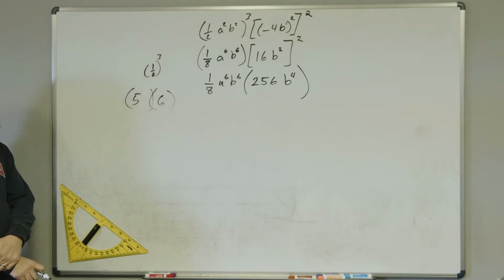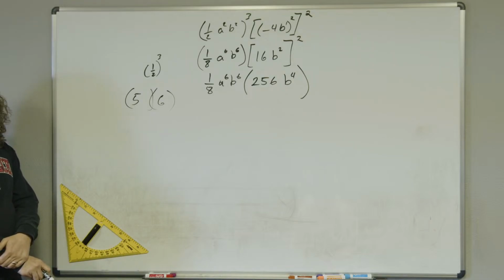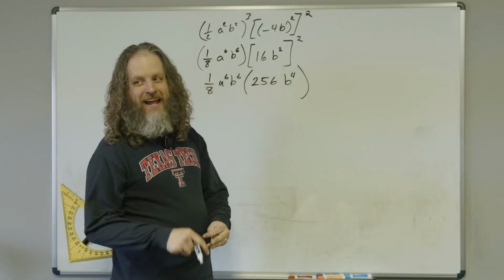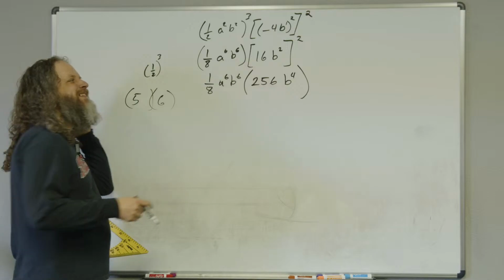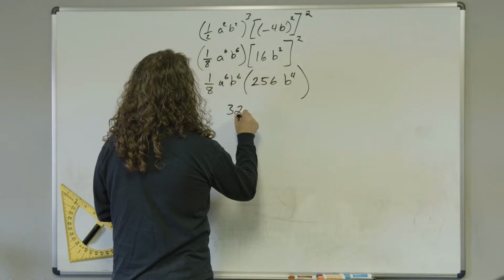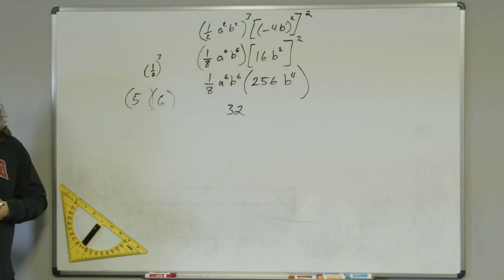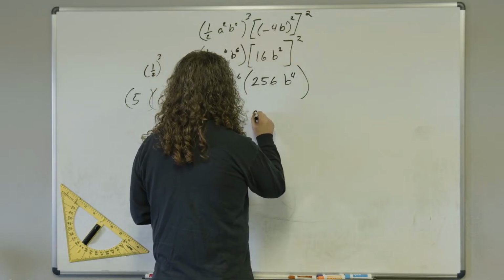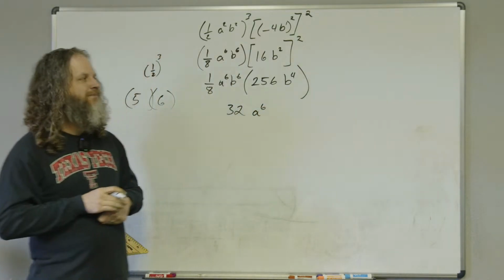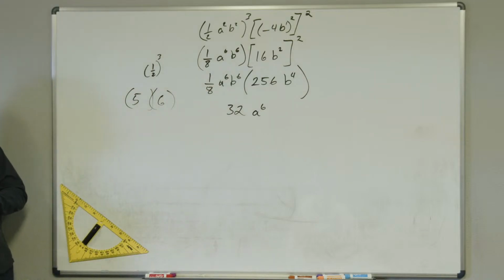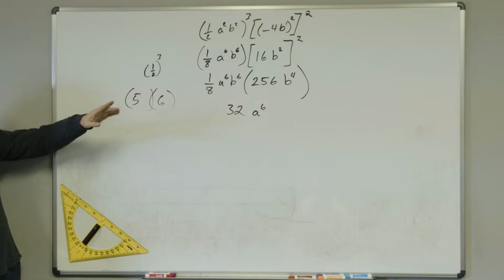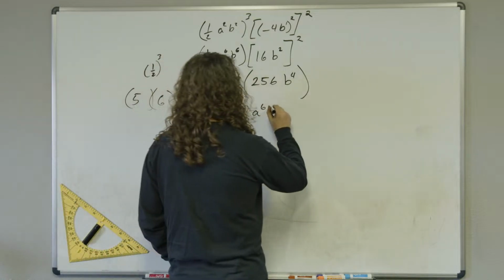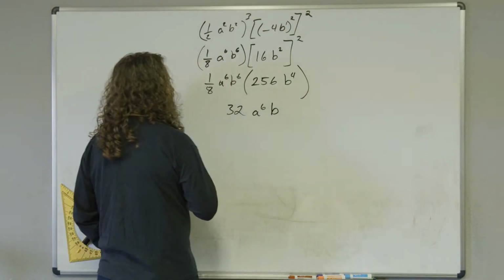Sometime this century would be great. 256 divided by 8, enter, is really all you got to push, right? 32. What do we do with the a to the 6th? Just stick him there. What do we do with the b to the 6th? Not quite. Look again. We've got like bases multiplied. So what do we do with the exponents? Add them. So we end up with b to the what? The 10th.